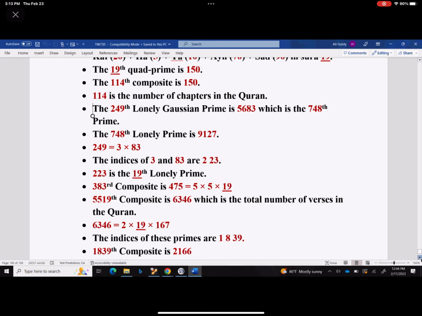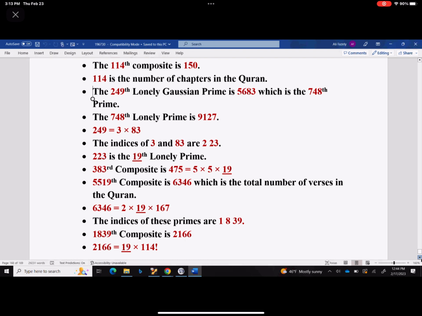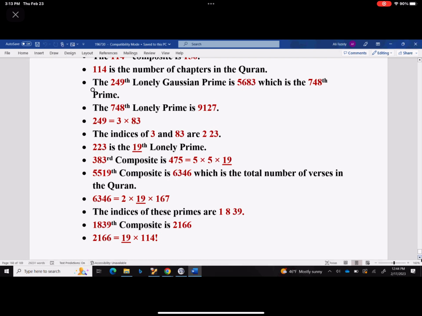5519 happens to be the index of composite 6346, which is the total number of verses in the Quran, including the unnumbered bismillahs. There are 112 of them. Now look at this one. We never looked at this one, but now let's look at it. 6346 is actually 2 times 19 times 167. The indices of these primes are 1, 8, and 39. The 1839th composite happens to be 2166, but 2166 is actually 19 times 114.